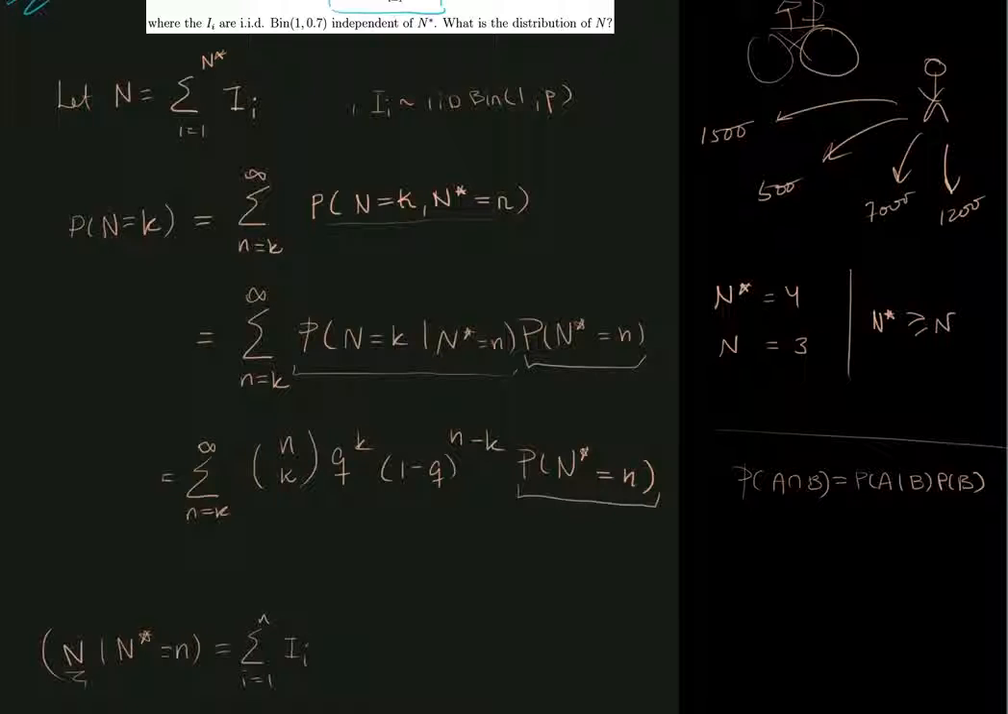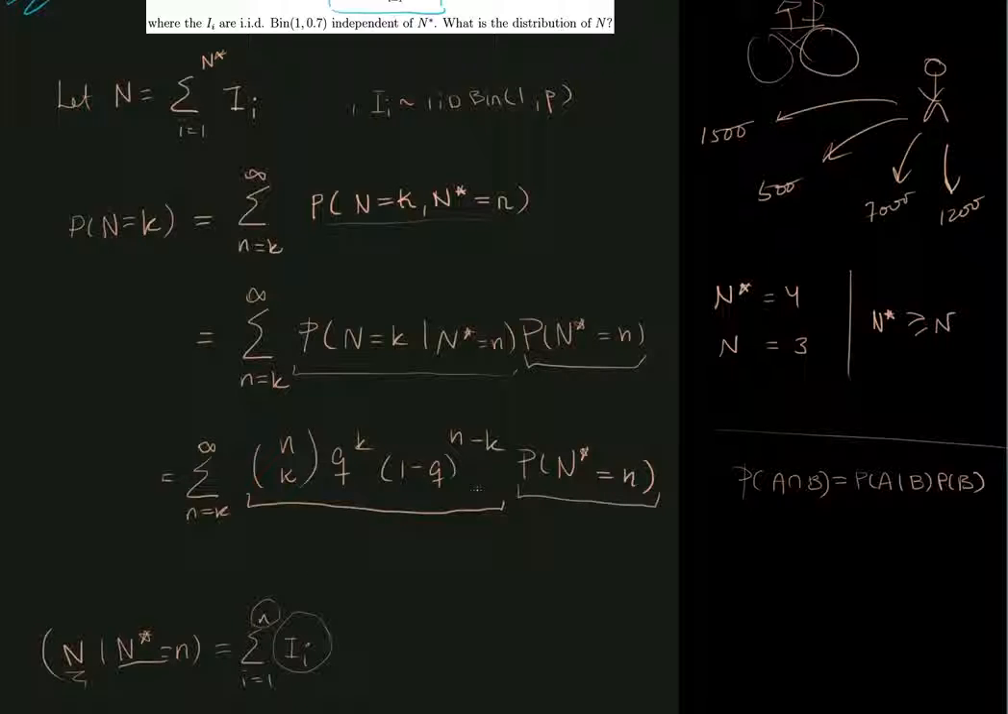Well, that can happen if the first k I's are equal to 1. It can also happen if the last k I's are equal to 1. It can also happen if we have one I that is equal to 1, and then some of them are equal to 0, and then the last k minus 1 I's are equal to 1. So essentially, the probability that N is equal to k, given that the N star that decides what we sum up to is a certain number, well, that is just the number of different ways we can pick k ones out of n numbers. So that is exactly what we use the binomial distribution for.